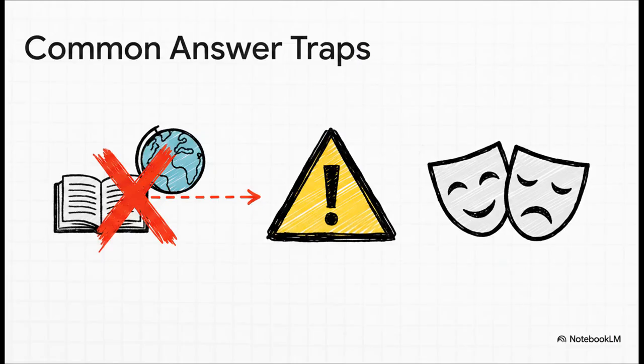Okay, so there are 3 main traps you need to be on the lookout for. First up is what I call the real life versus text trap. This is a sneaky one. The answer might be a totally true fact in the real world, but if the passage doesn't say it, it's wrong. You have to ignore your outside knowledge.